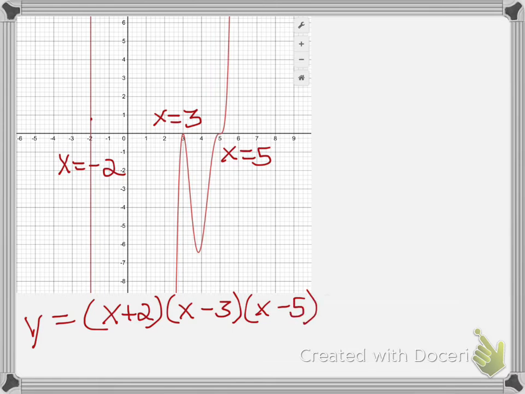Now let's talk about the multiplicities. At the root -2, it crosses through it. So it's going to have an odd multiplicity. At the root 3, it touches the x-axis. So therefore, it's going to be an even multiplicity. And at the root 5, it kind of snakes through. So yes, it's odd, but like I told you guys before, whenever it snakes through the root, it's going to be cubed. So we already know it's going to be cubed.